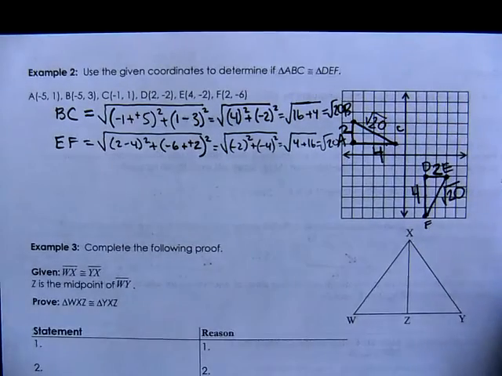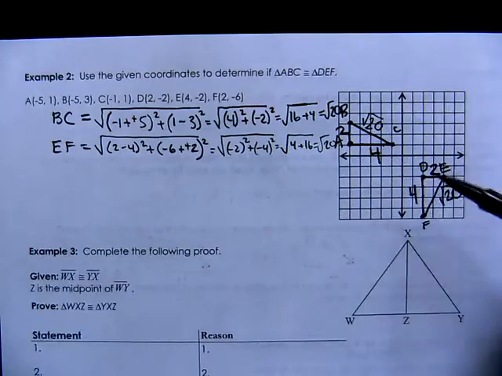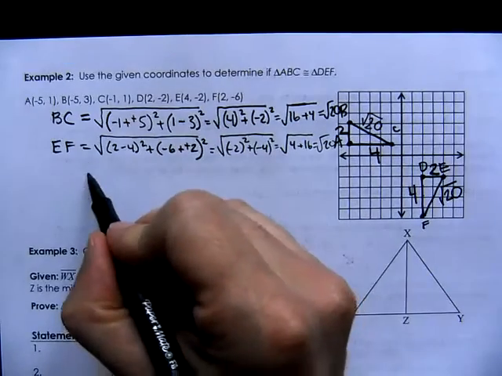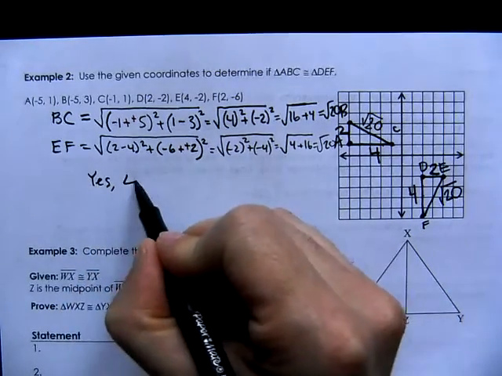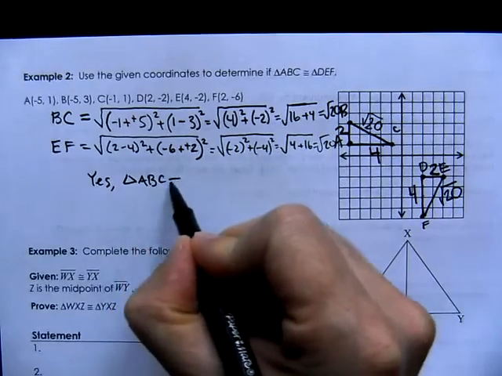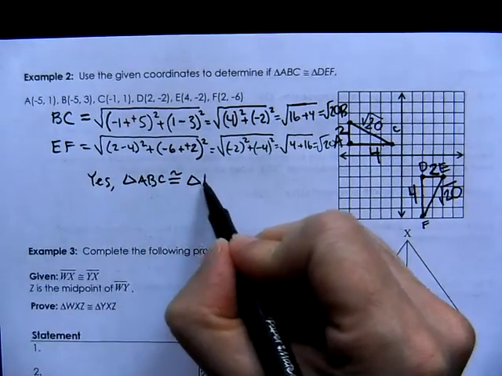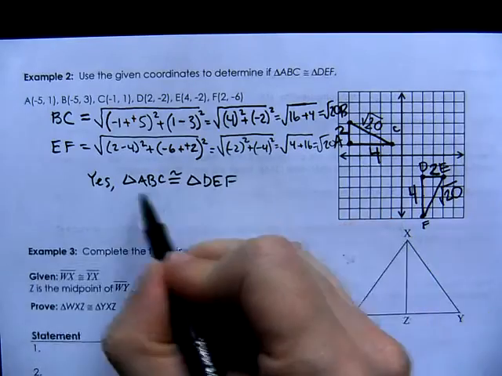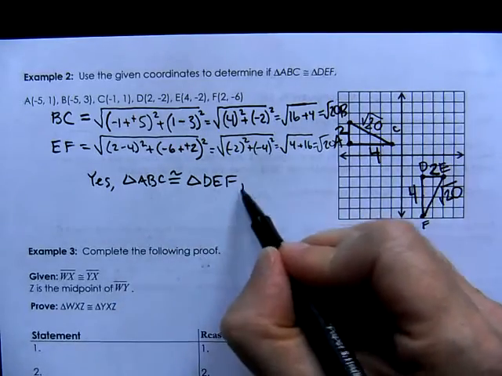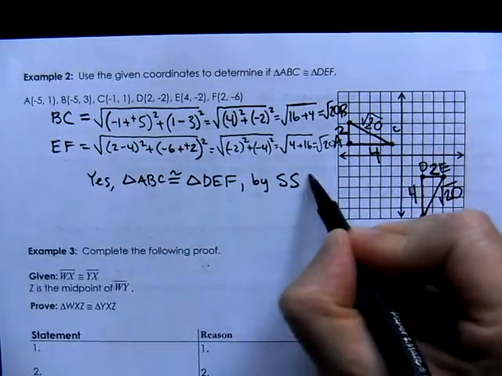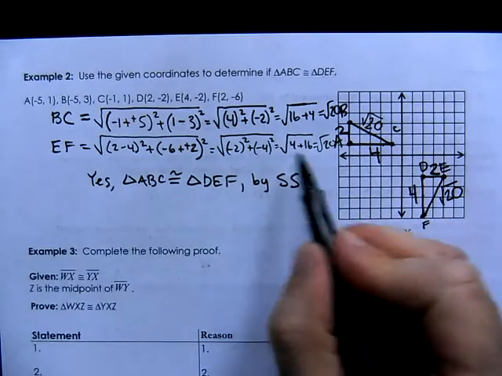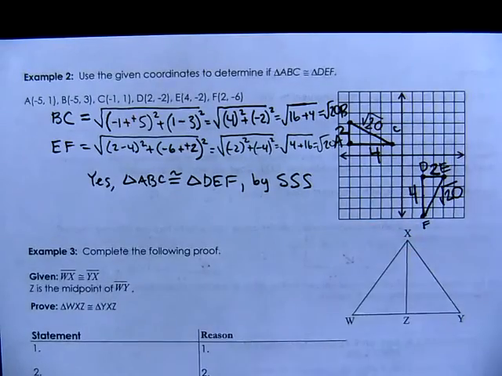root 20. So now we have 3 pairs of congruent sides. So we say, yes, triangle ABC is congruent with triangle DEF. Now if you say that, you have to explain why. Why? By the side congruence postulate, and that's our abbreviation, by SSS.